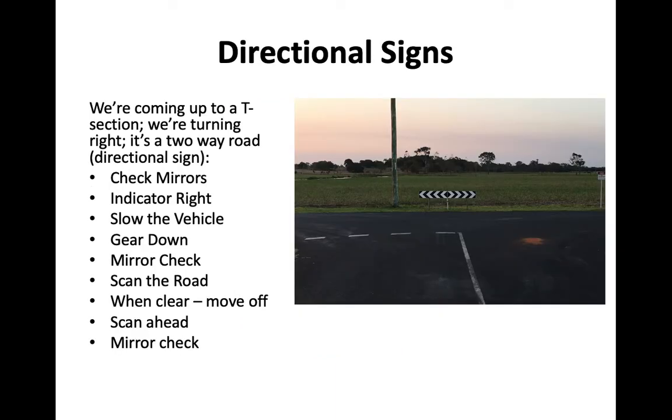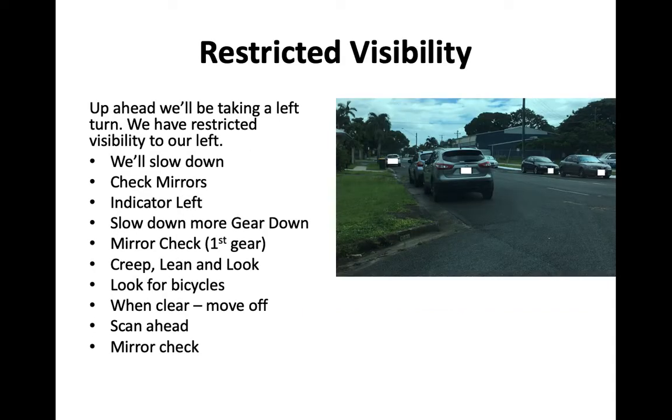Directional signs. We're coming up to a T section. We're turning right. It's a two-way road, and we've identified that there's a directional sign at the end of the road there. Check your mirrors, indicate right, slow the vehicle, gear down, mirror check, scan the road. When clear, move off, scan ahead, mirror check.